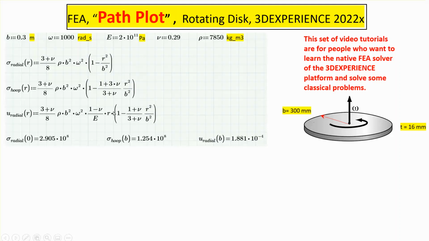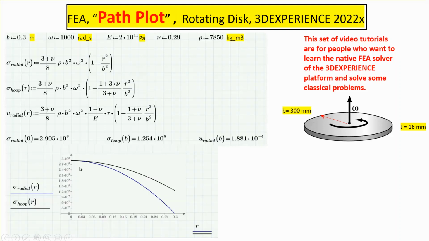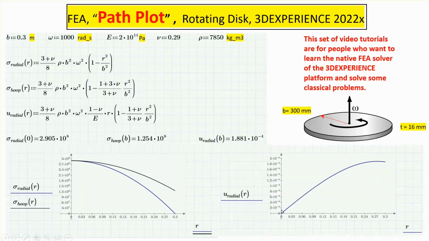We're going to be checking our FEA calculations against those. Here is the plot of the radial and hoop stresses. These are, by the way, principal stresses, as you know, and this is the result for displacement. Zero displacement at the center of the disk, and maximum displacement very close to the end. Right. So this is what we're going to be doing.